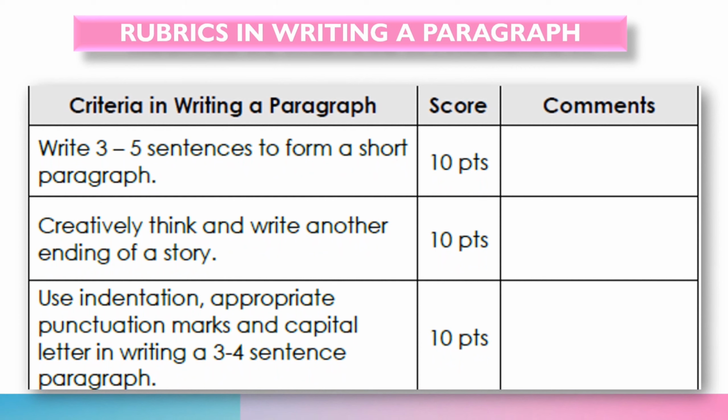Now it's time for you to apply what you have learned on how to write a short paragraph, providing another ending of the story by doing this activity. Rewrite the story in your own words on the sheet of paper provided here for you, and think of another ending for the story you listened to. You may choose to make a happy ending or a sad ending. Use 3 to 5 sentences in forming a short paragraph. Good luck!